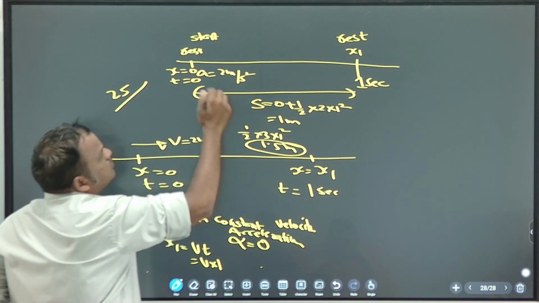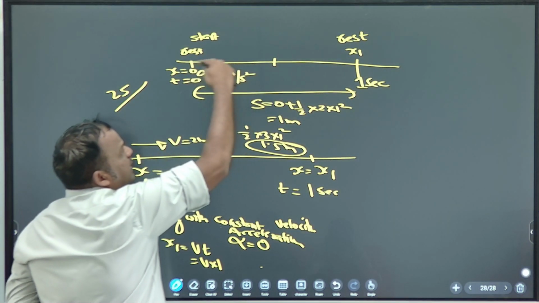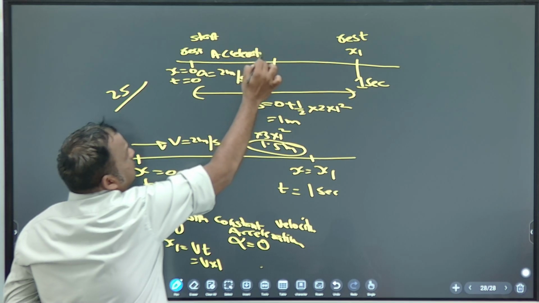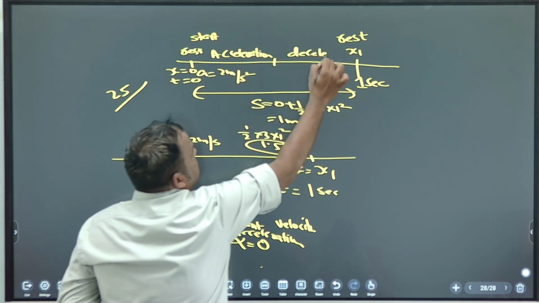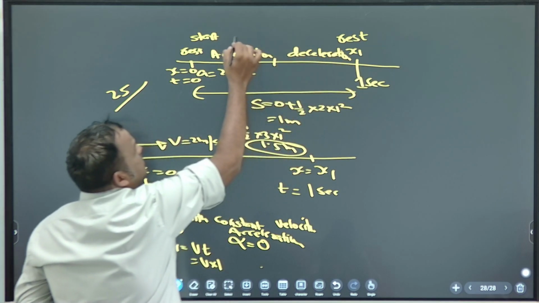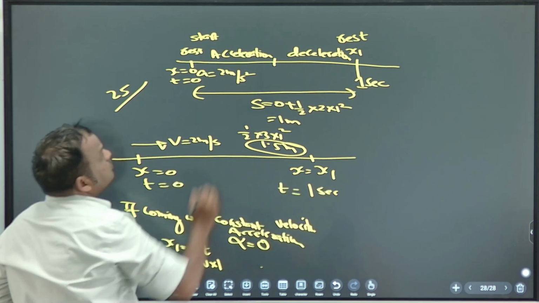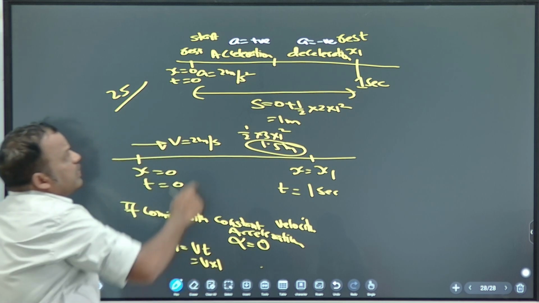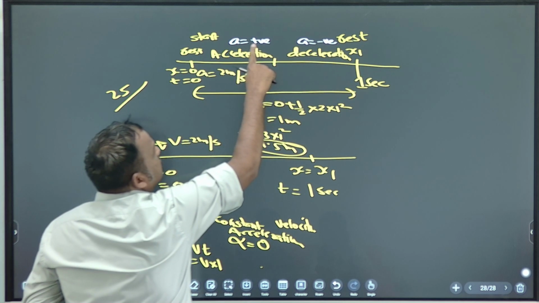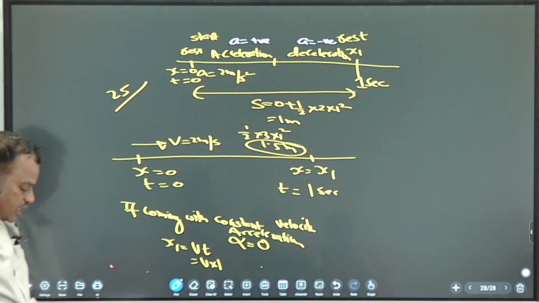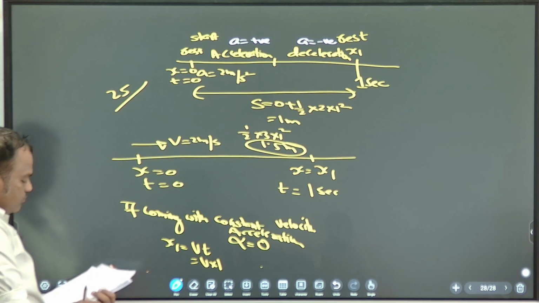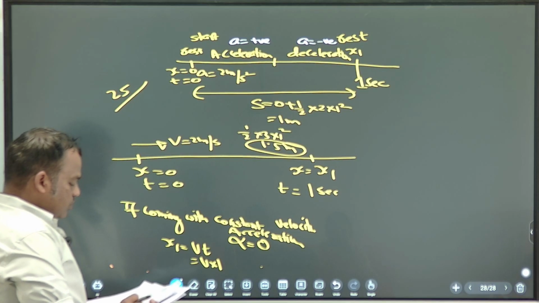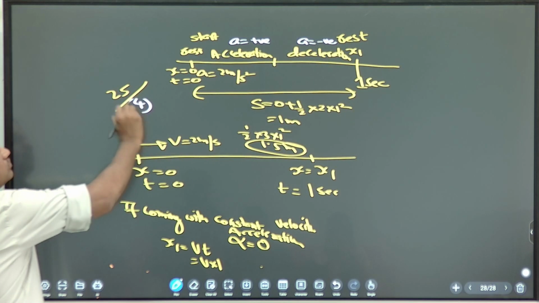It means it is divided into two parts, acceleration and deceleration. If acceleration is there, what is the sign of acceleration? Positive. Deceleration means sign of acceleration? Negative. It means acceleration is changing its direction. Note down. So fourth option is correct.